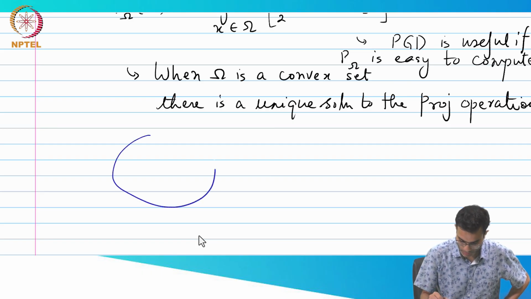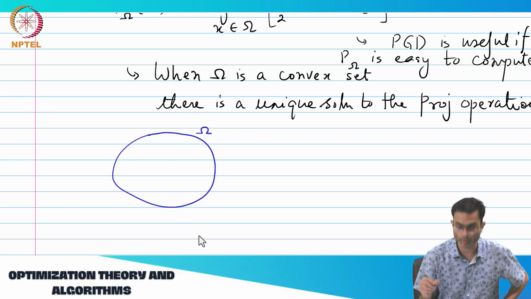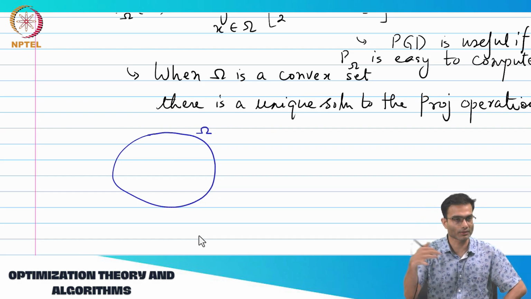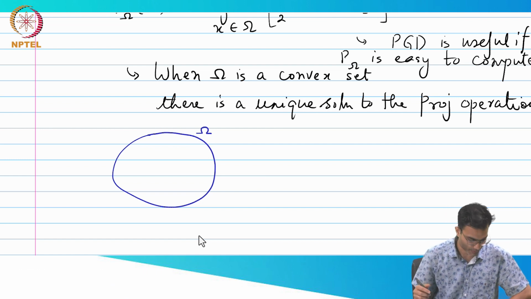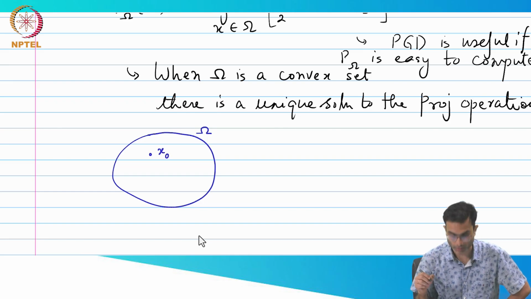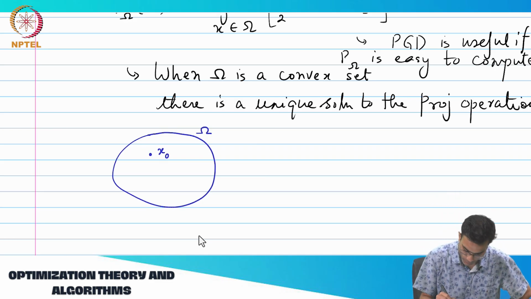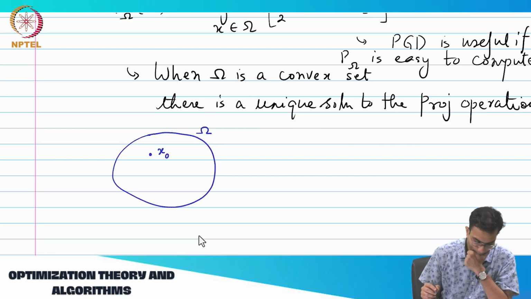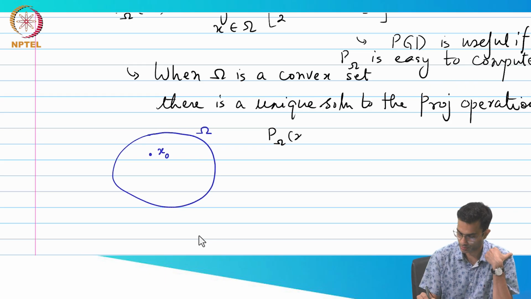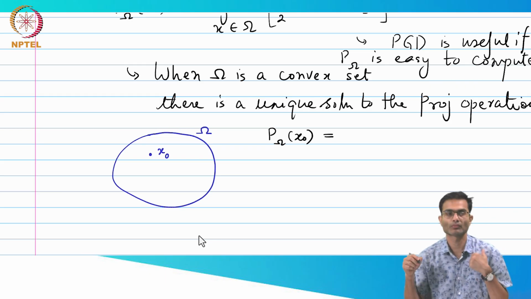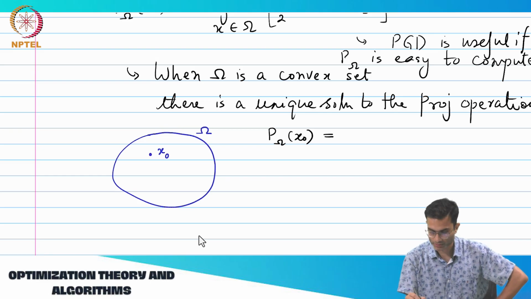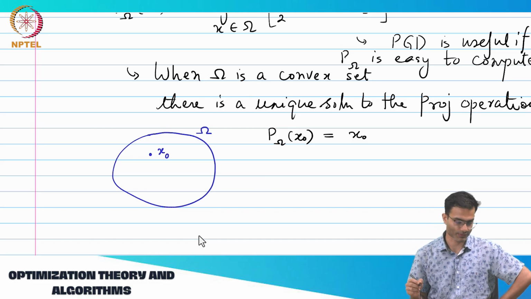So let us say this is my set omega. This is the constraint set. That means x should live in the interior or boundary of this. Okay, so let us say this is my point, let's call it x naught, over here. If my point x naught is over here, and I ask you what is the nearest point to x naught within omega? X naught, right? So that is the trivial, very easy case for me to deal with.